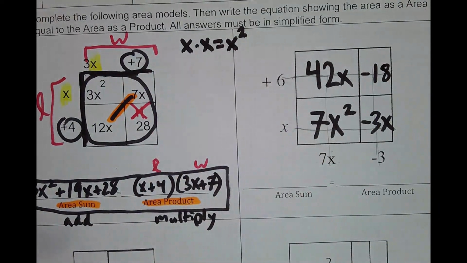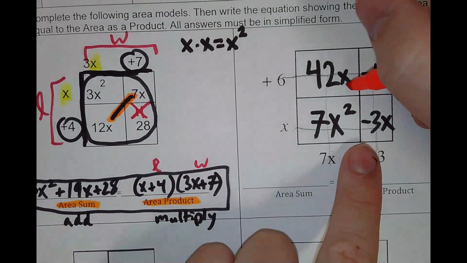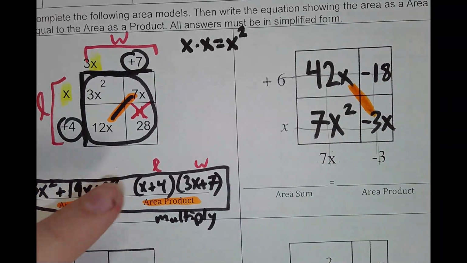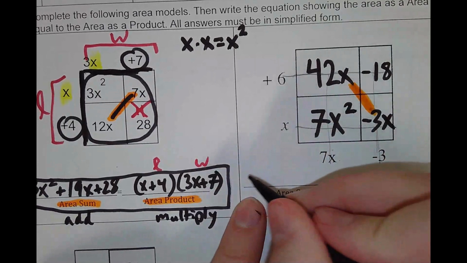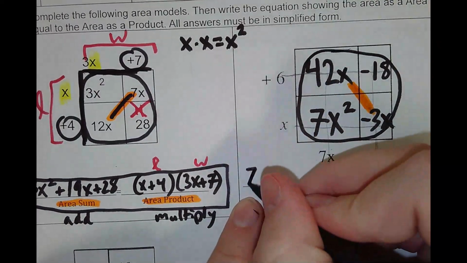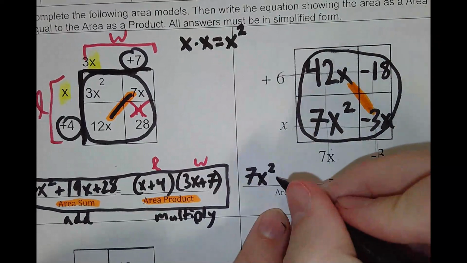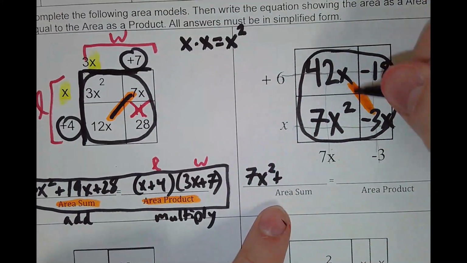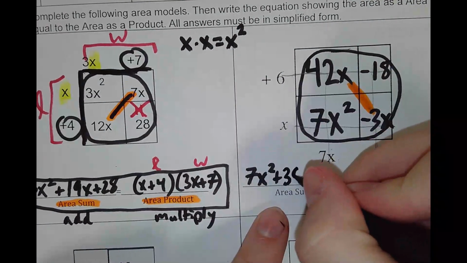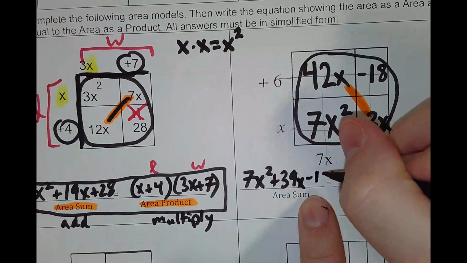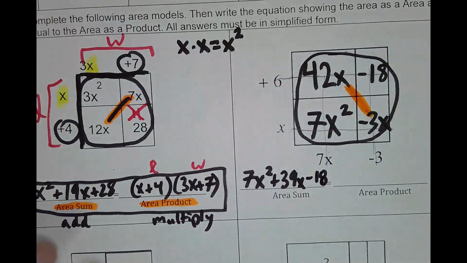So I'm going to look at the diagonals. Is there anything I can add together? We got these two I can add together. And that's going to give us our answer very quickly. So we get 7x squared when we add up all these terms together, plus 42x minus 3x. That's going to be 39x. And then there's going to be a minus 18 at the end right there.